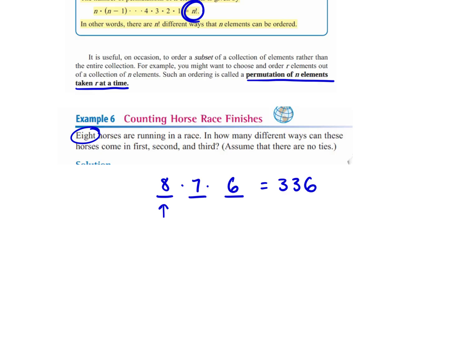Now we have a formula for this. You could do it this way where you write out the places and you know that we have 8 that could be in the first, 7 in the next, 6 in the next one. But the formula is on the next page. So it works it.